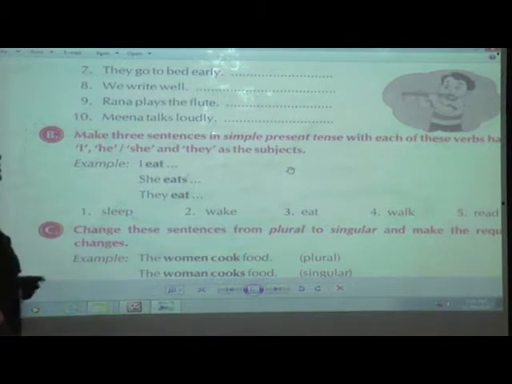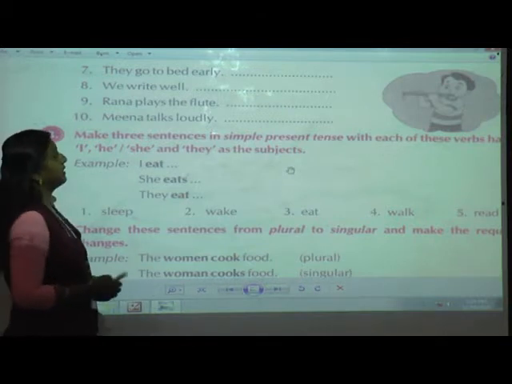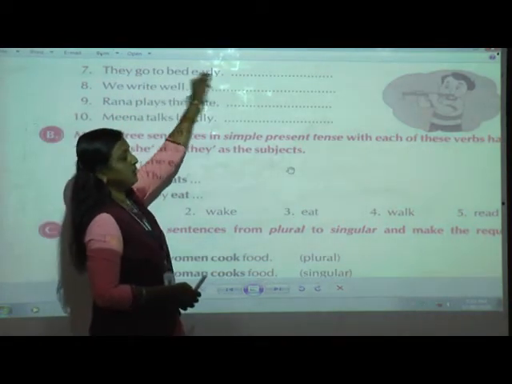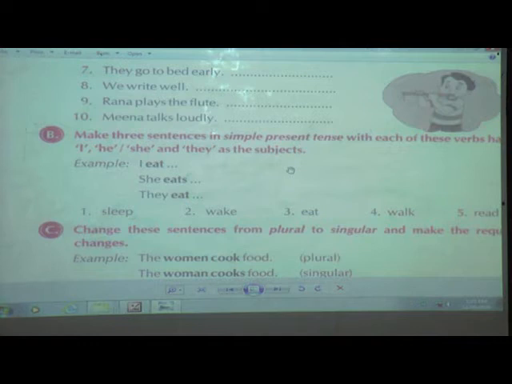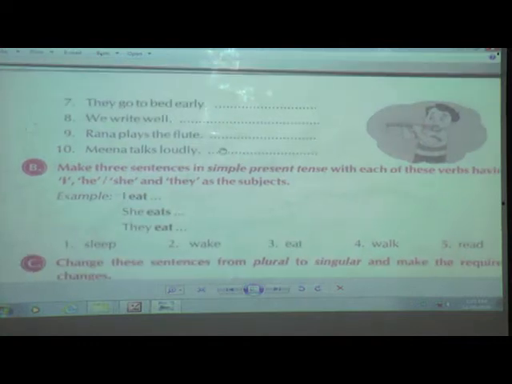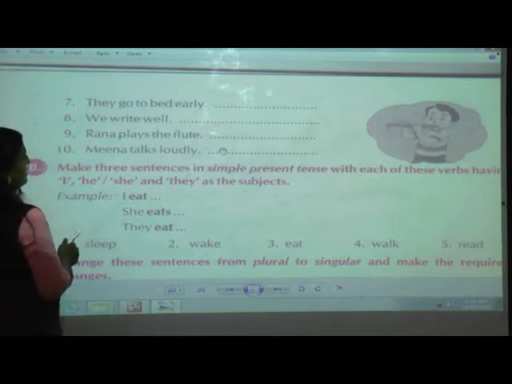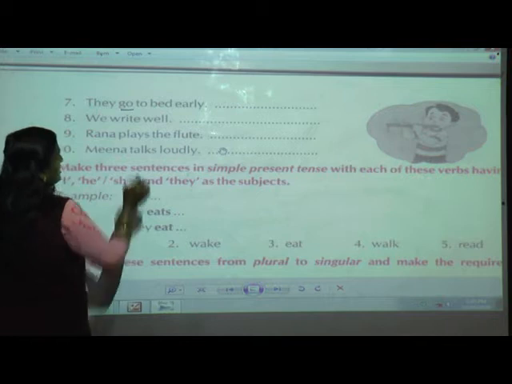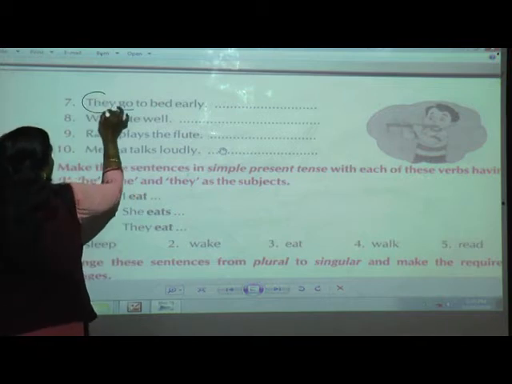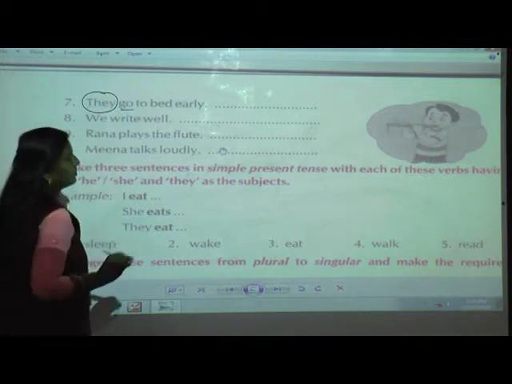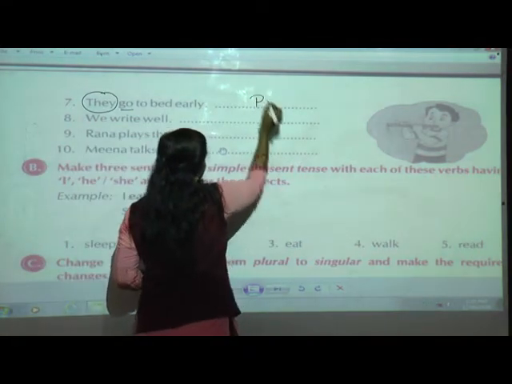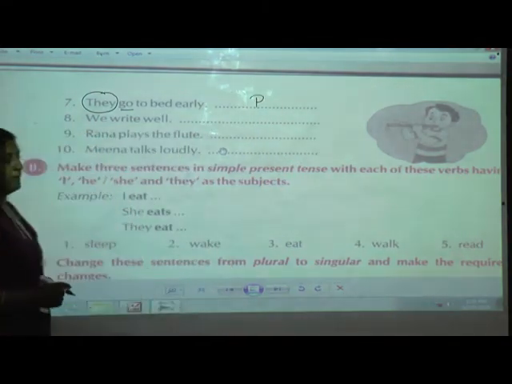Okay, they go to bed early. Again I'll repeat, they go to bed early. So what is the verb over here, students? Okay, it is go. So I am going to underline it. What is the subject? They. I am going to circle the subject. So is they singular or plural? They means many people are there, so that is plural. I will write P there.